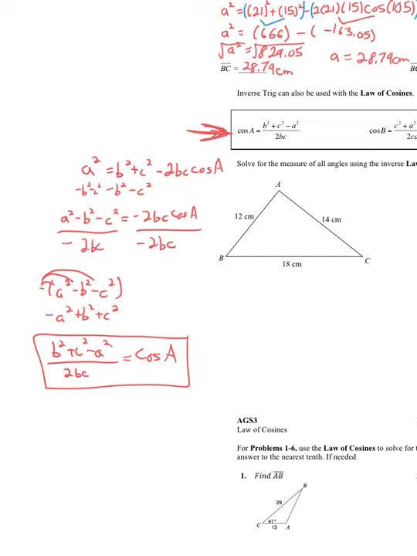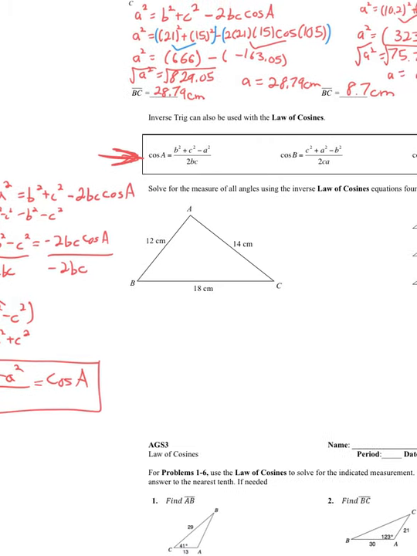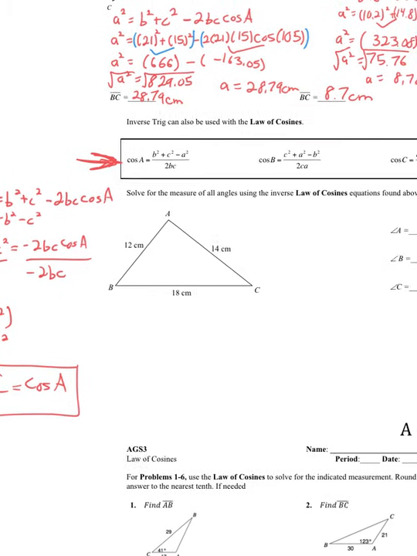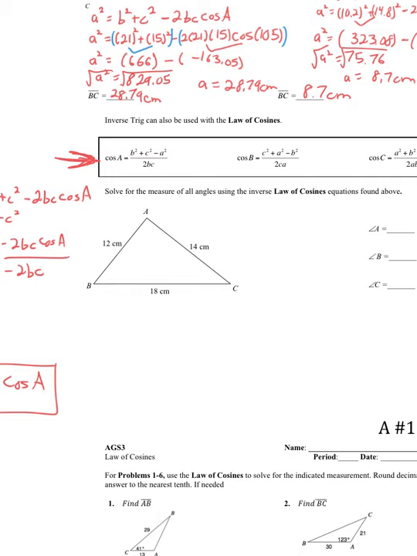If we change each one of them around respectively, we're going to end up with cosine of a, cosine of b, cosine of c. And then we would need to do some inverse trig to solve for that missing angle measure. And that's how these problems would work. So for this particular problem, it's to solve for the measure of all angles using the inverse law of cosines equations found above. So let's start with A.